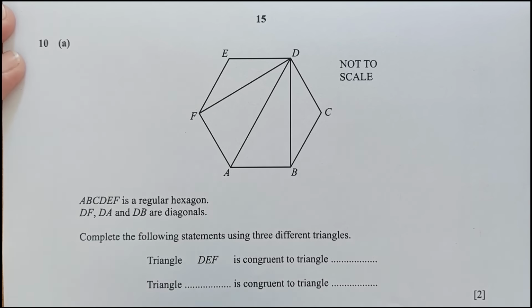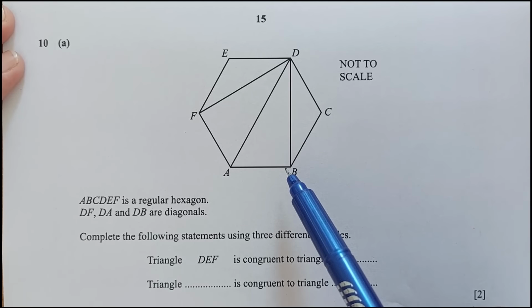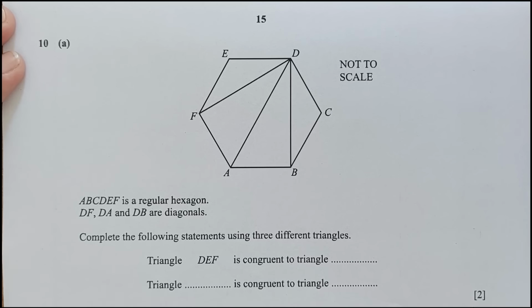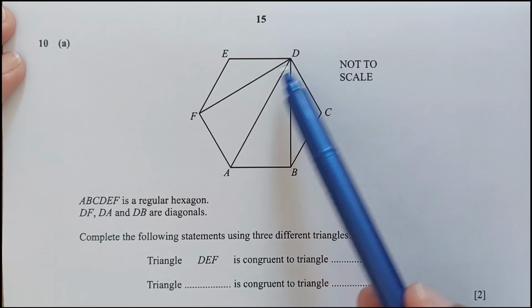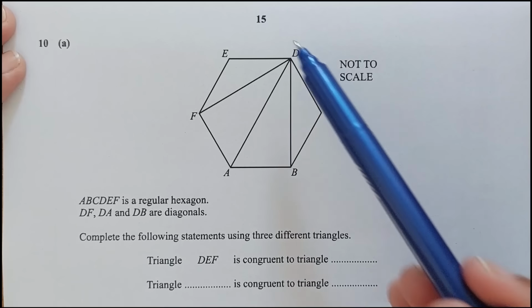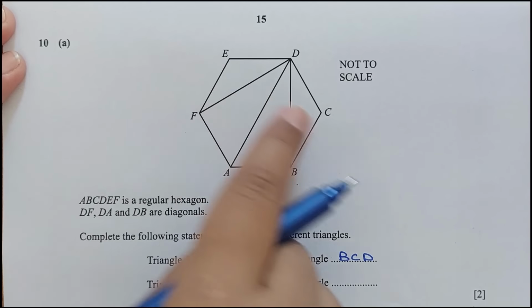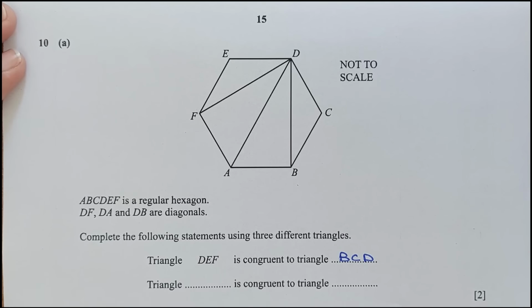Question number 10, part A. A, B, C, D, E, F is a regular hexagon. DF, DA, DB are diagonals. Complete the following statements using three different triangles. Alright, triangle DEF, this triangle is congruent to the triangle, obviously, BCD. This triangle and this triangle are congruent, exactly the same. Congruent means exactly the same.